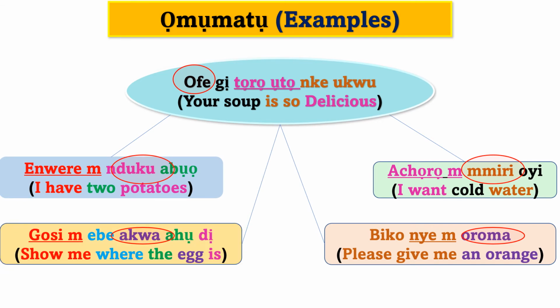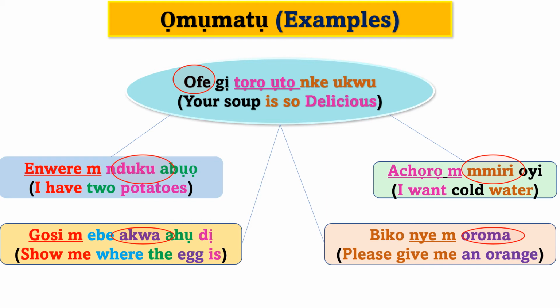Omuma atụ, that's examples. We're using toro ụtọ in this first one. So it says, ofe gị toro ụtọ nke ukwuu. So ofe bụ soup, like we saw in the slides earlier. Ofe gị toro ụtọ nke ukwuu. Your soup is so delicious.